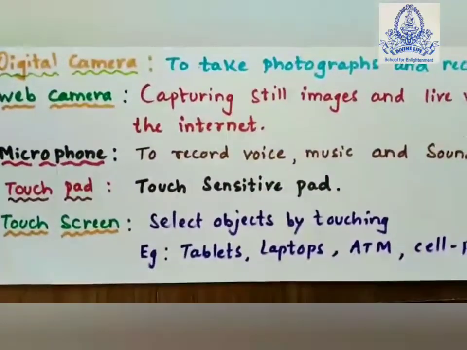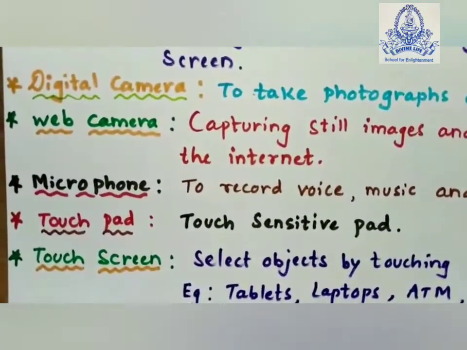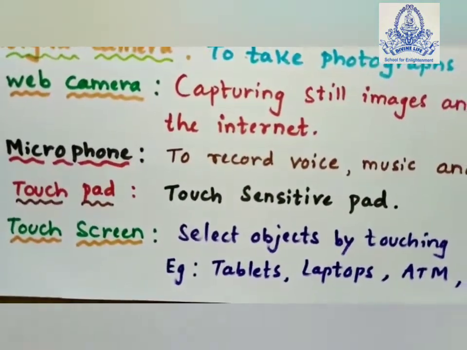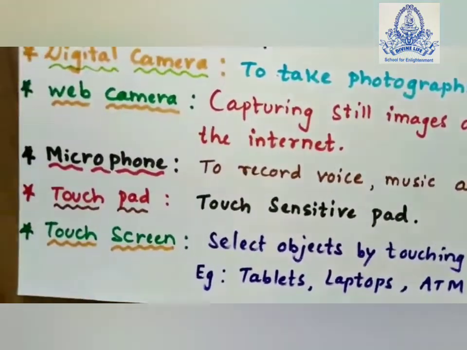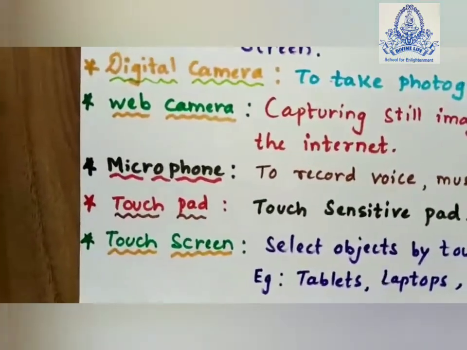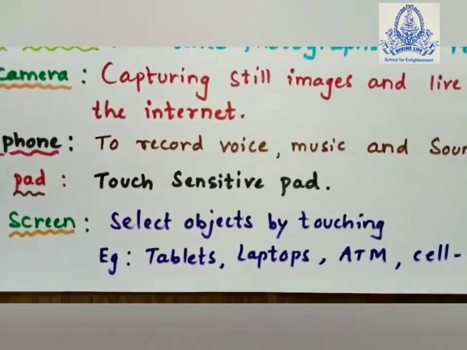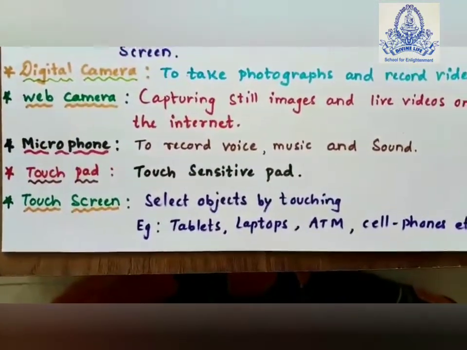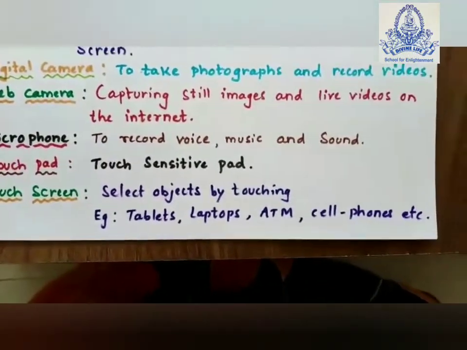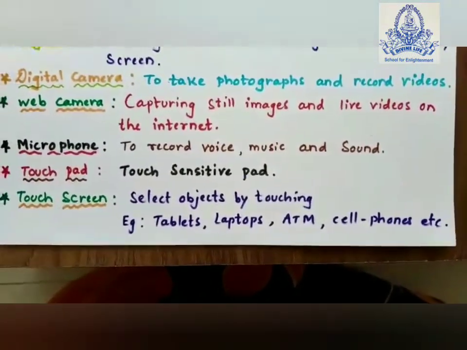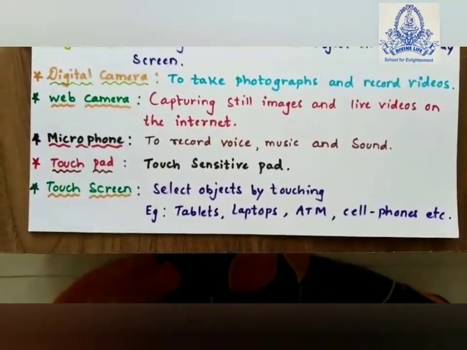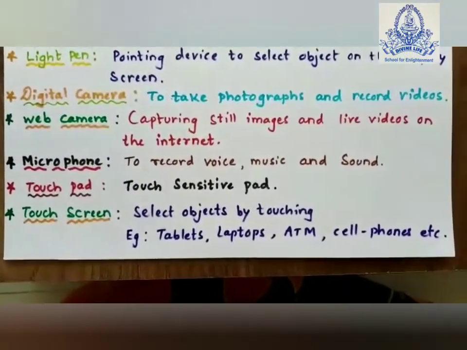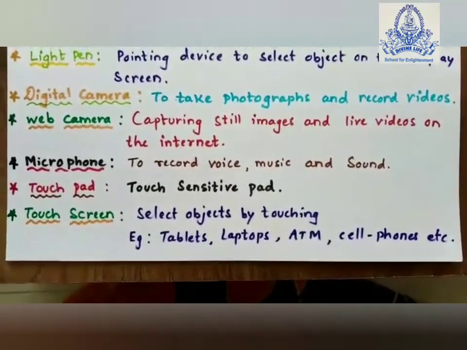Next, coming to point number 9, touchpad. Touchpad is used on laptop computers instead of a mouse. It is a touch sensitive pad. Next, last but not the least, what do you mean by touch screen? A touch screen is a computer screen which is sensitive to touch. Some examples of touch screens are tablets, laptops, ATM, cell phone, etc. So, dear friends, these are the input devices we discussed today. I hope you understand, and in the next slides, I am going to discuss some output devices.